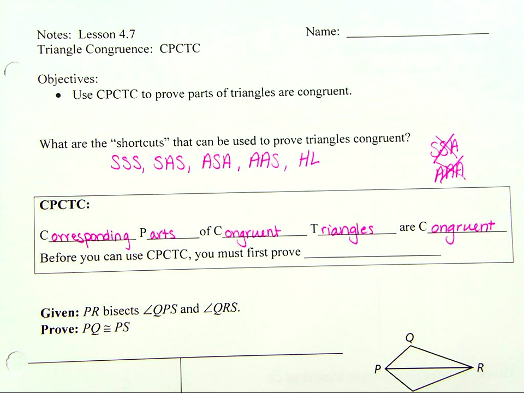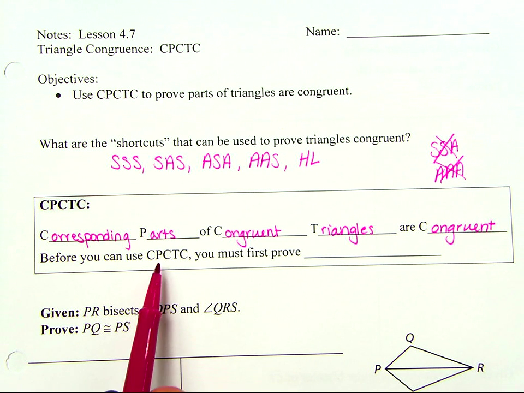CPCTC. What it stands for is that the corresponding parts of congruent triangles are congruent. We had discussed this in lesson 4, that if our figures are congruent, the corresponding pieces or parts would have to be equal, and that's what this acronym says. CPCTC, corresponding parts of congruent triangles are congruent.